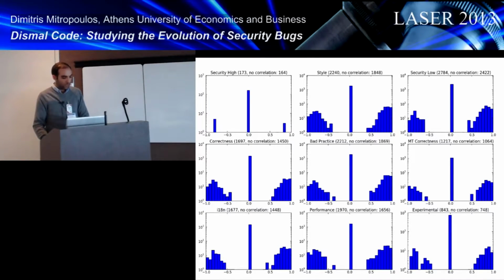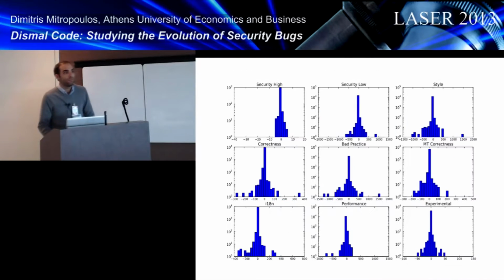The security high category, as you can see at the top or left of the slide, is particularly bimodal. But this is explained by the small number of correlations that could be established, 9 in total. This is correlation between version number and number of security defect counts.